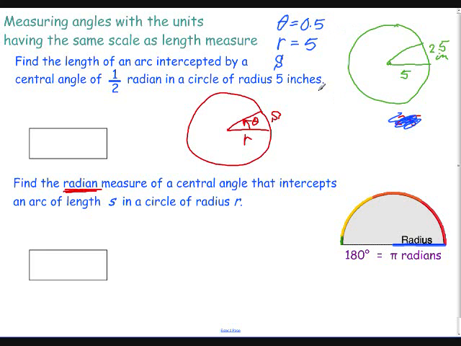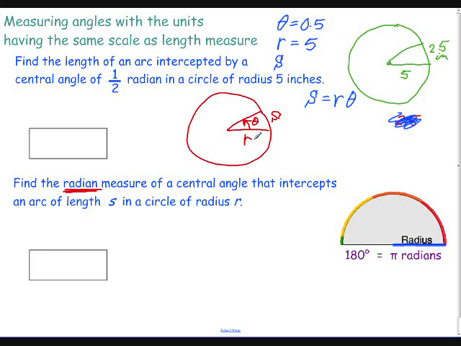As long as I had this in radians, I could find my arc length this way. It's quite simple: the radius times the radian measure of the central angle. So why wouldn't this formula still work for me here?